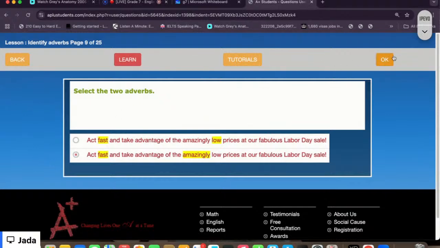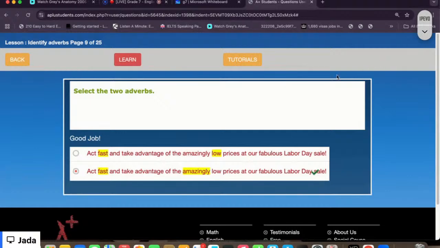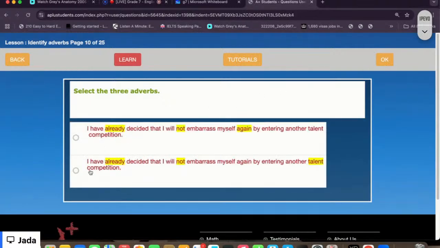So we have the second. All right, so: I have already decided I will not embarrass myself again by entering another talent competition. So what is the right adverb here?